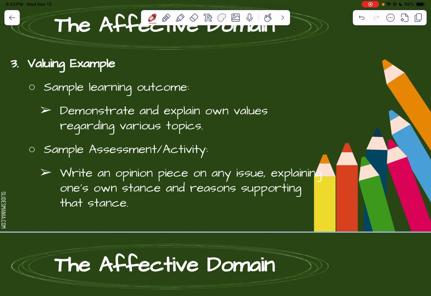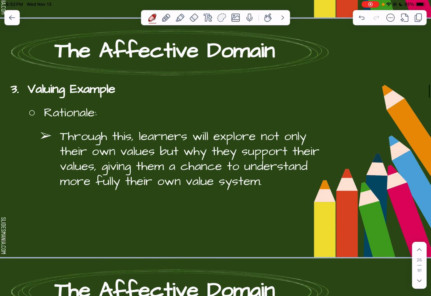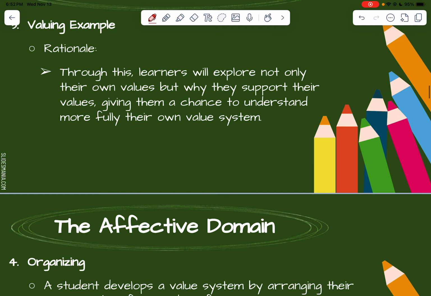The learning outcome, demonstrate and explain own values regarding various topics. Obviously, that's very broad, but depending on what they were specifically doing, then you can make it more specific. Now, an assessment or activity for this is write an opinion piece on an issue, explaining one's own stance and reasons supporting that stance. And so the rationale here is that through this, learners will explore not only their own values, but why they support their values, giving them a chance to understand more fully their own value system. That's an extremely important skill that more people need to learn.